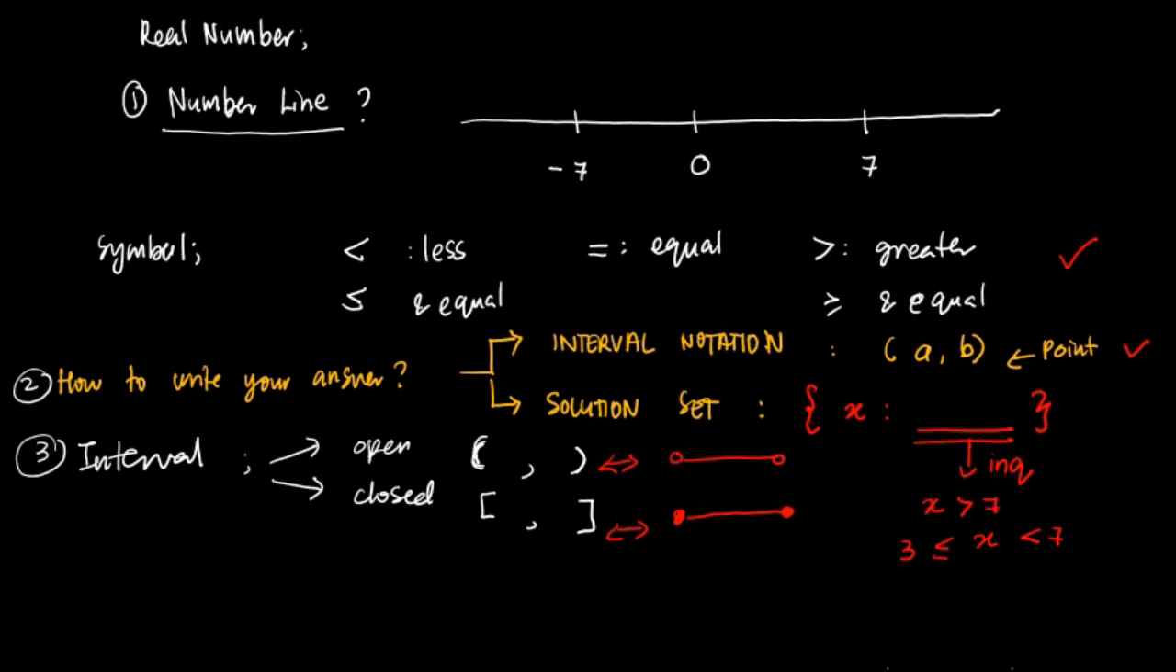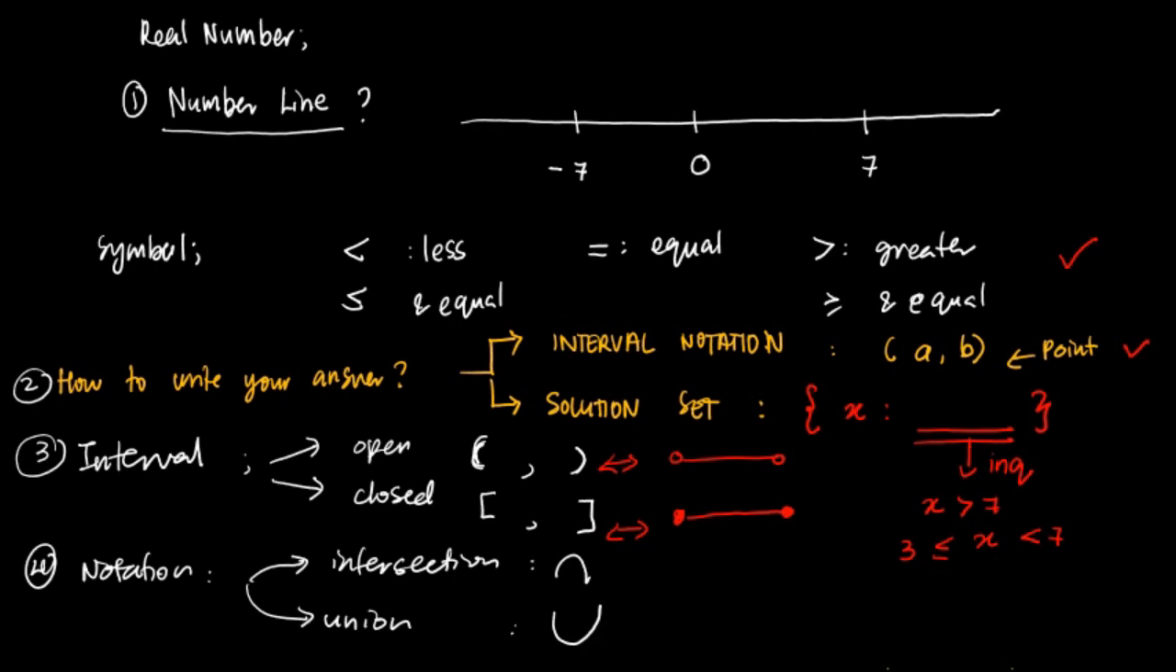I don't think you have a problem with that part. The last one is the notation: either intersection or union. So that's all for real numbers. Make sure you do all the tutorial questions and exercises from anywhere. Try to understand, and of course you will be okay. All right, so thank you.